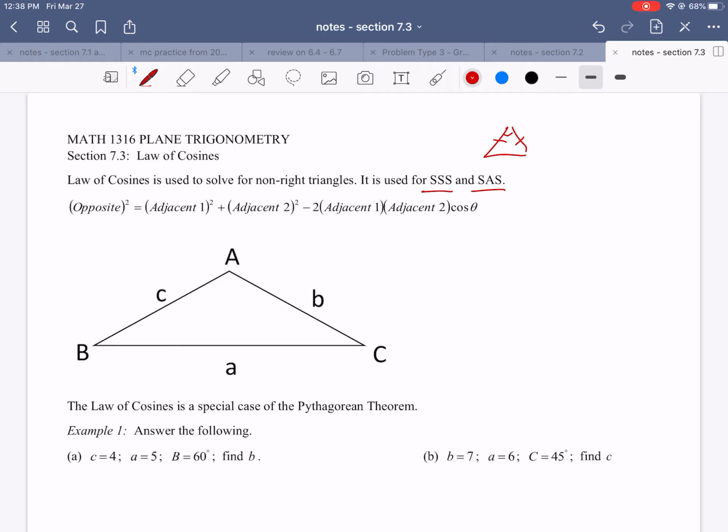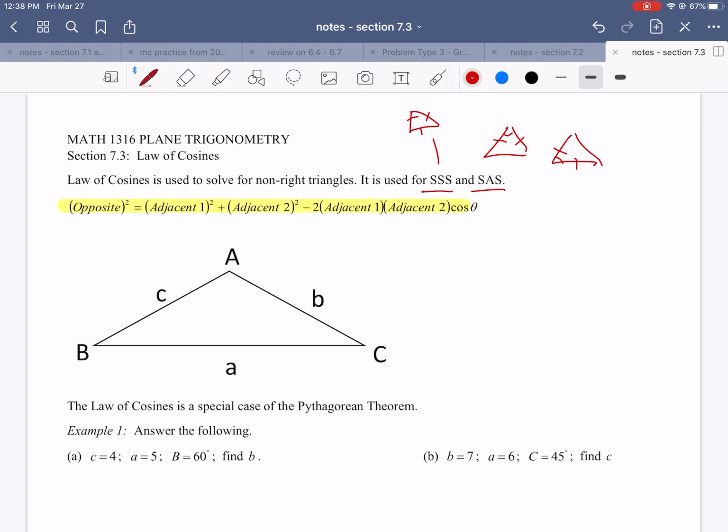So that might be a scenario that we have, or we might have something like this where we have those two sides and that angle, whatever the case may be. Or obviously side, side, side would be if you were given all three sides of the triangle. So here's the formula, and I've written it in sort of a helpful way, I hope. Opposite side squared is equal to adjacent 1 squared plus adjacent 2 squared minus 2 times adjacent 1 times adjacent 2 times the cosine of theta.